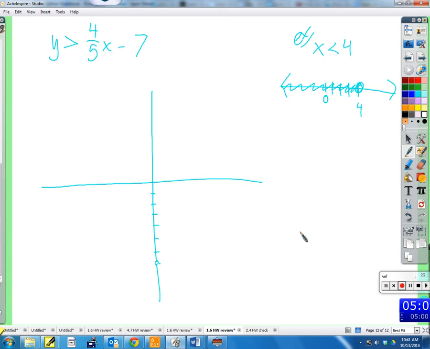Okay. This won't fill that circle in. And I'll go ahead and use the slope here. Up four, over five. Up four and over five. But not a closed circle, an open circle. That is a point that is on the line, but I don't want to include that point because it makes both sides equal, and I don't want both sides to be equal.